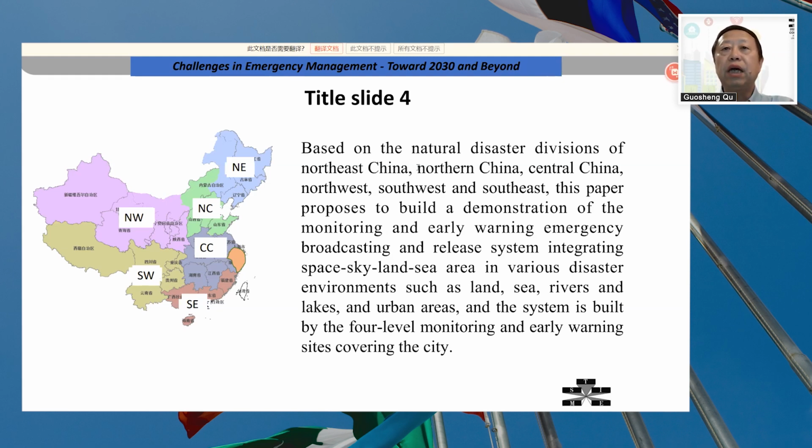Based on the natural disaster division of Northeast China, Northern China and Central China, and in the different areas, we propose to build a demonstration of the monitoring, early warning, emergency broadcasting and release system, integrating space, sky, land, and sea in various disaster environments, such as land, sea, rivers, lakes, and urban areas. And the system is built with 4-level monitoring and early warning sites covering the city.